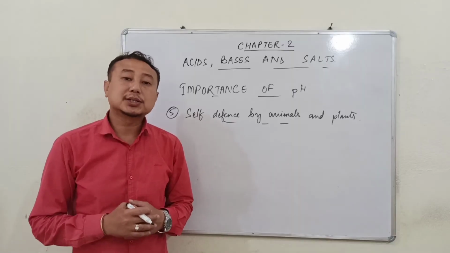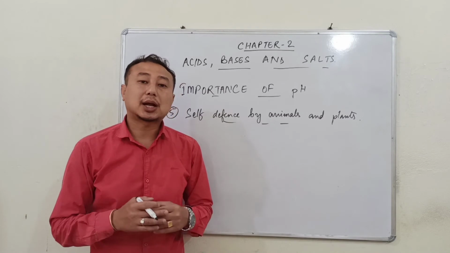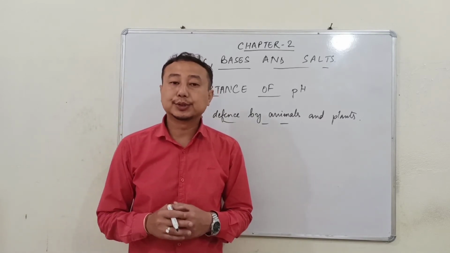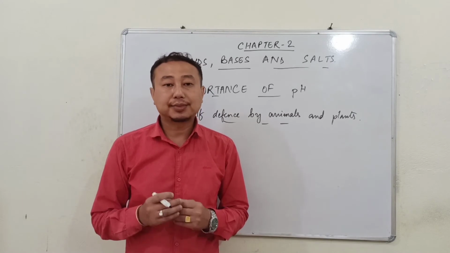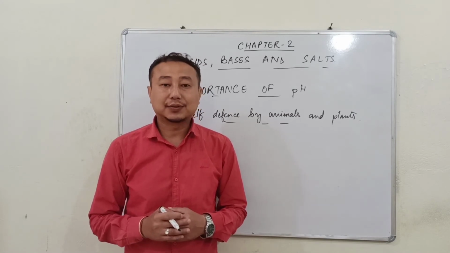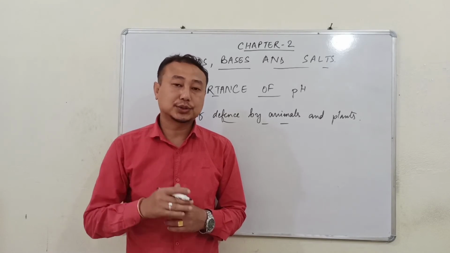The next importance is regarding the animals and the plants. Some animals and plants that are present in our surroundings produce acidic substances for their own self-defense. For example, the nettle leaf. The nettle leaf has small or tiny thorns.